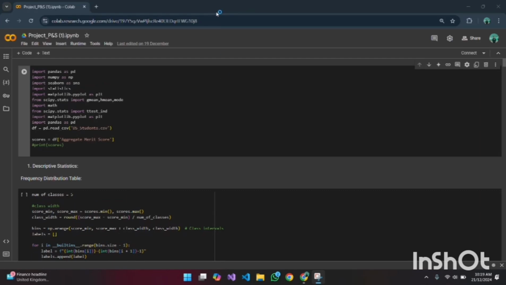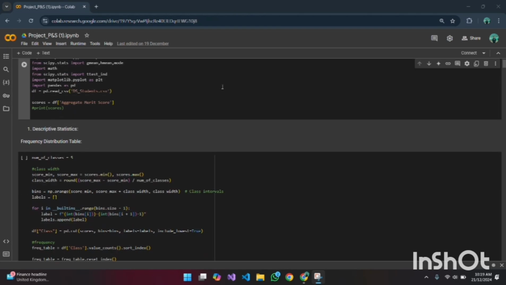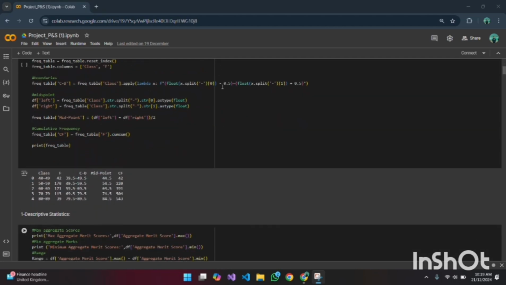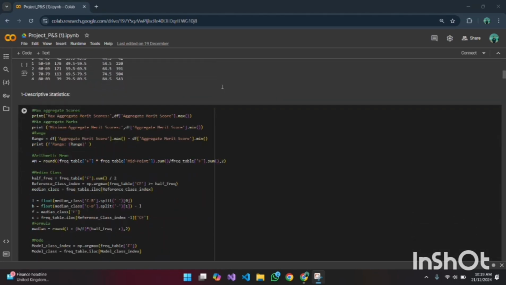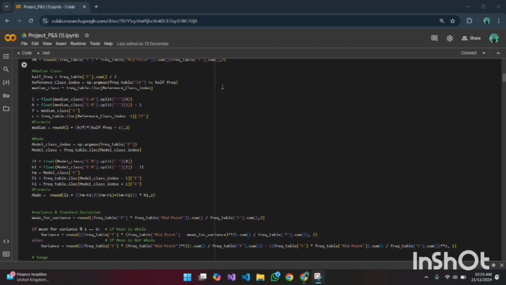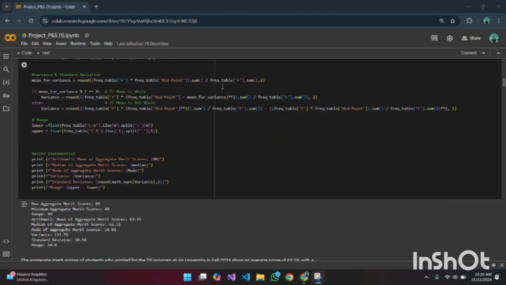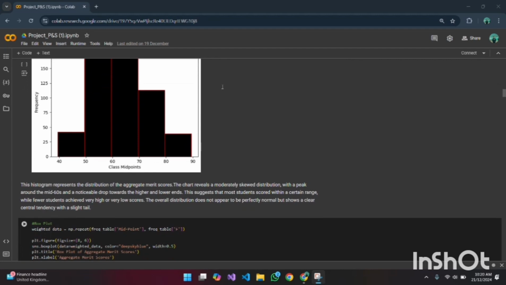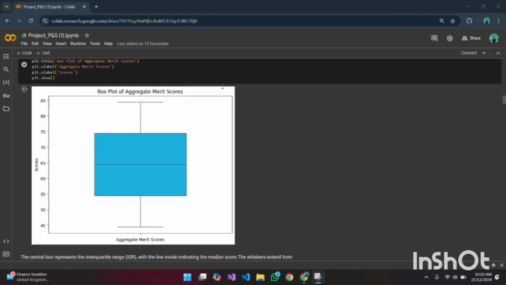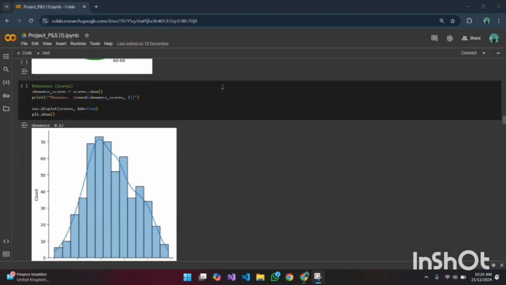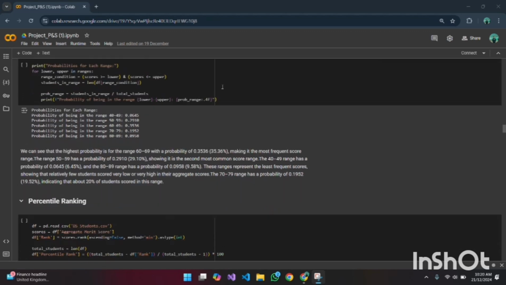This is our Python notebook. First of all, we have imported all the required Python libraries that we're going to use. Then we made a frequency distribution table having columns of class, frequency, class boundary, midpoint, and cumulative frequency. Then we did descriptive statistics in which we found mean, median, mode, standard deviation, etc. Afterward, we did data visualization in which we plotted histogram, pie chart, box plot, density plot, etc. Afterward, we found probability insight and percentile ranking.